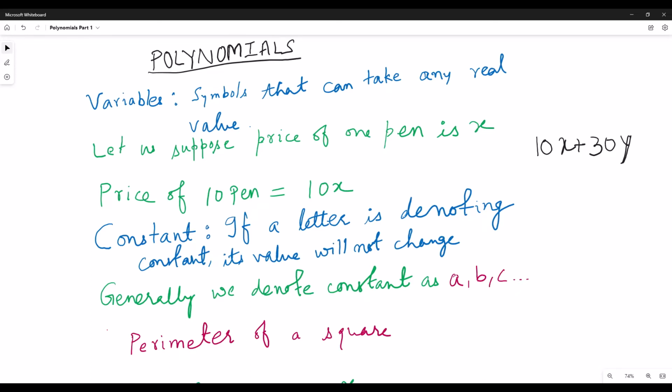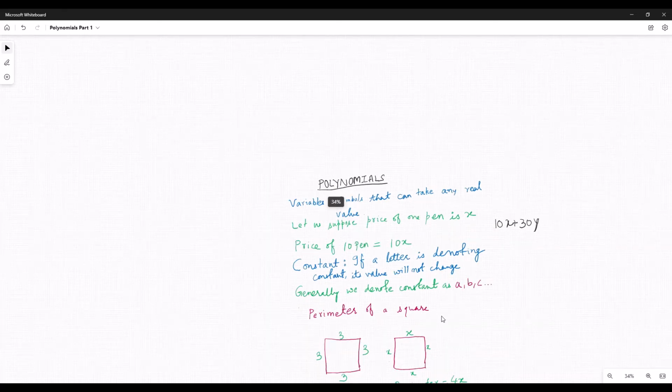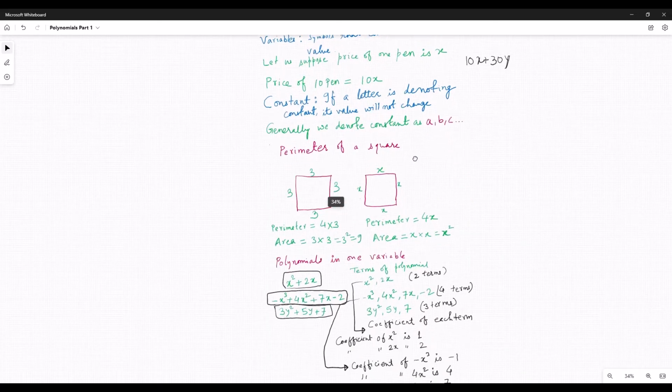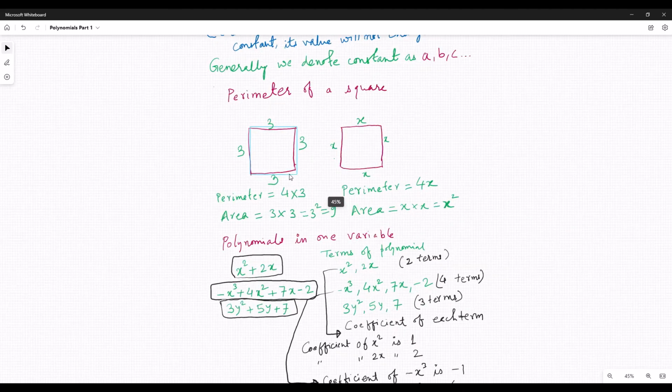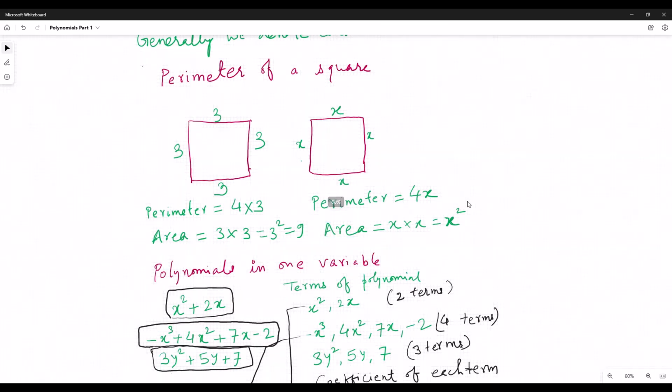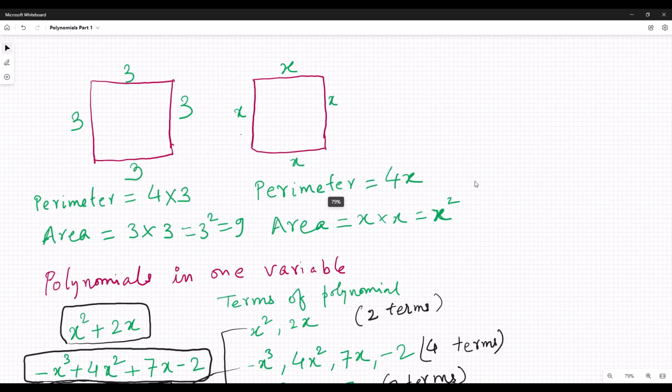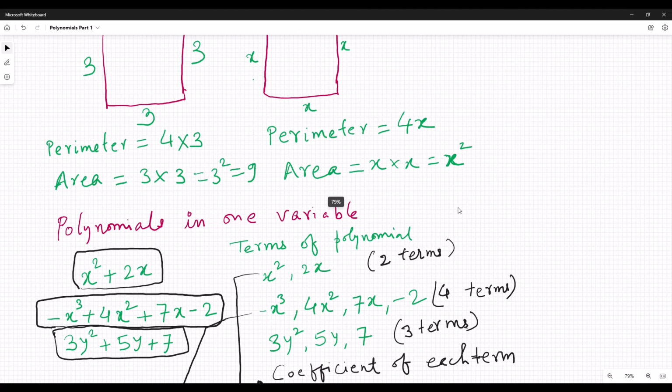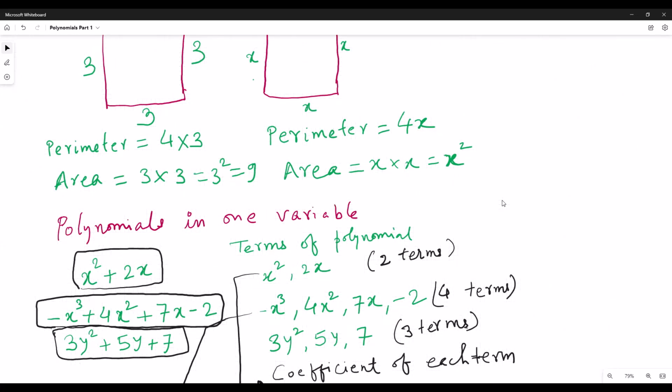So likewise, these are the uses of polynomials. These are the uses of algebraic expressions. And when we know the price of the pen, we can put that value and find the value. Like the perimeter of a square. If we have to find the perimeter of a square, if we know the side, each side is 3, then it's 4 times 3. And if we don't know the side of the square, we assume it is x, then the perimeter is 4x. And the area is x times x, that is x to the power 2, x square.